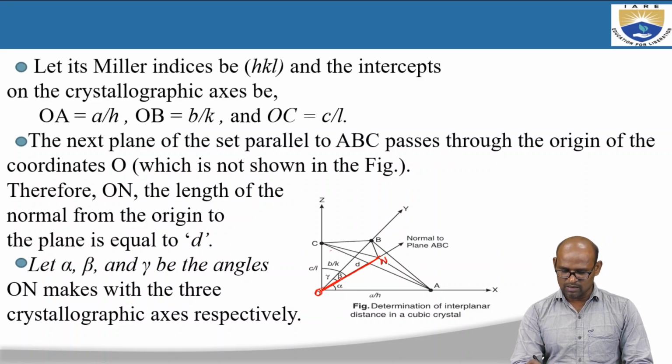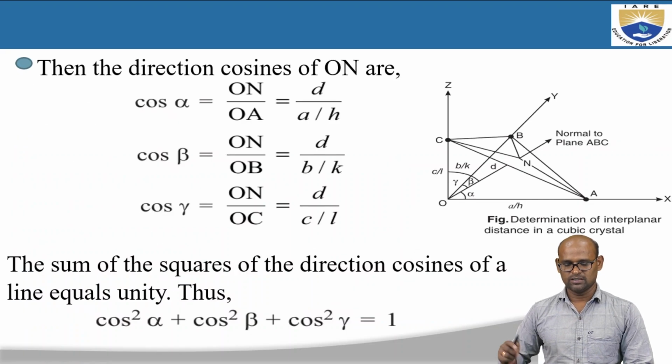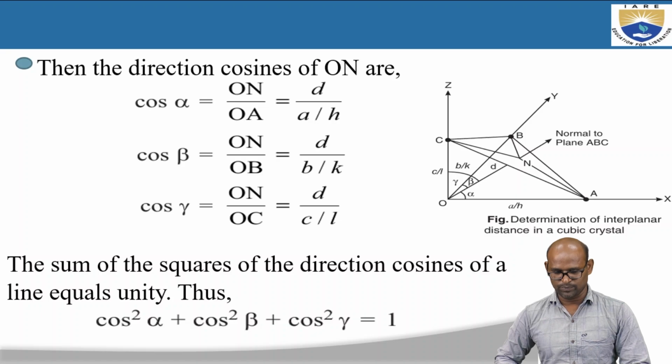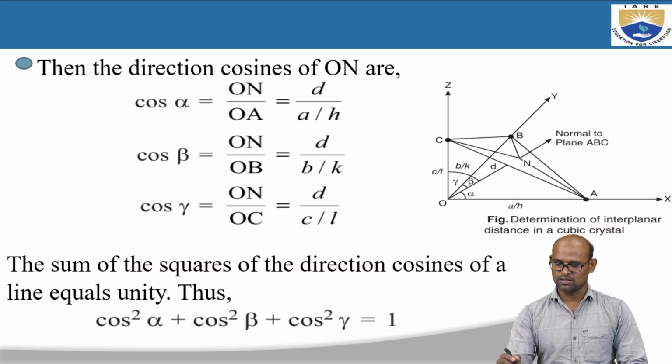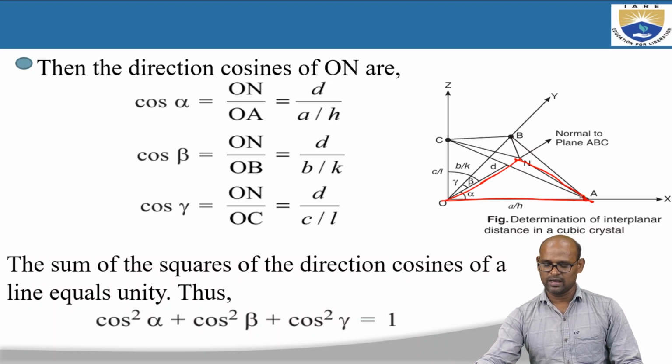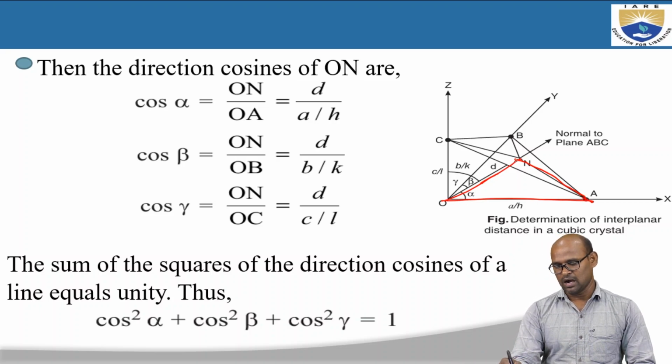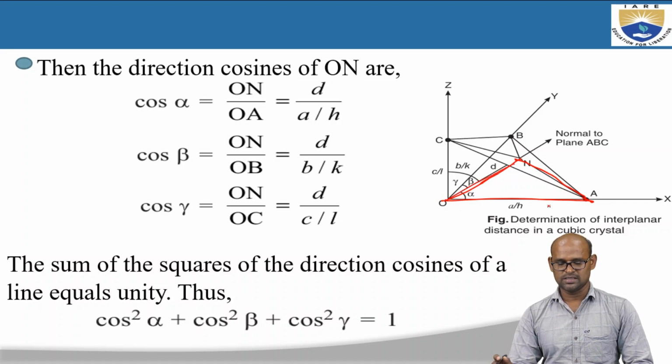This normal is making an angle alpha with the X axis, an angle beta with the Y axis, and an angle gamma with the Z axis. So these are the angles made by the normal with the X, Y, Z directions. Once I know these angles, I can write down the direction cosines. From this triangle OAN, I can write cos alpha. Cos alpha is adjacent by hypotenuse, so ON by OA. ON is d and OA is a by h.